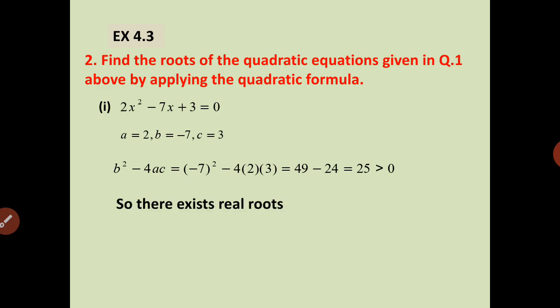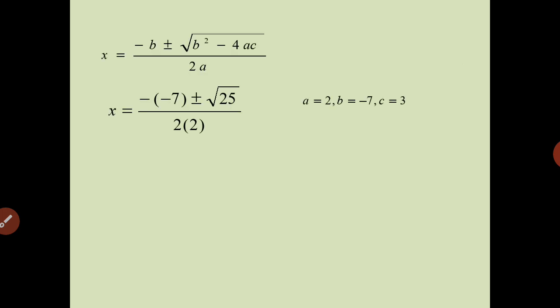So there exist real roots. Note down the formula. Substitute a, b, c, and moreover the discriminant, it was 25. So directly you write it as 25.